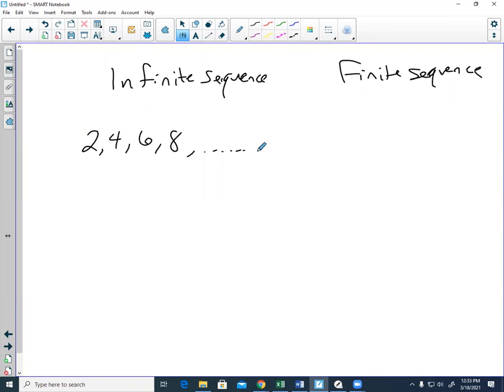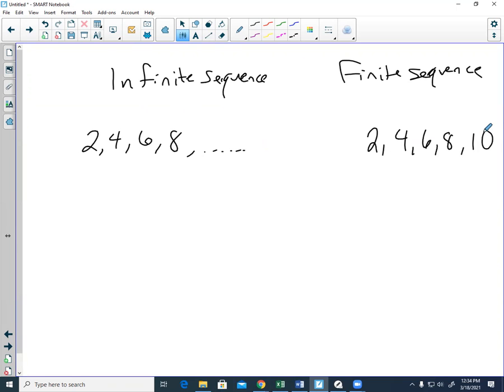They never stop. A finite sequence would be if I give you the pattern and I said you had 2, 4, 6, 8, and 10, and that was the last number in the pattern. Now in this case, the patterns are the exact same. One of them just doesn't stop and one of them does. That's the difference between finite and infinite. Infinite means that it goes on forever and ever. Finite just means that it stops and it's all done.